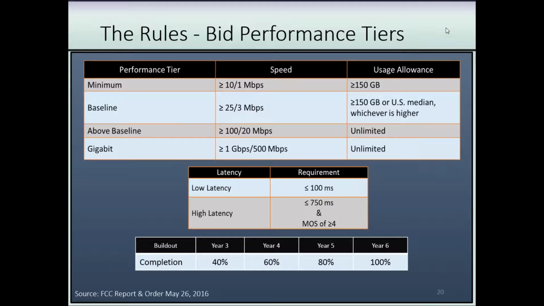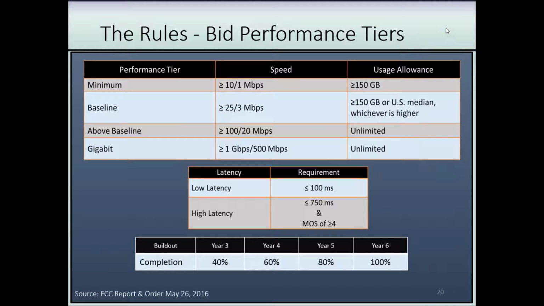I'm not going to argue that people need 20 megabit uplink. I'm not going to argue that everybody needs 100 downlink, but that is an above baseline performance tier that will likely have a couple of bid credits. And then there's the gigabit level service of 1 gig down and 500 megabit uplink. So you can expect all these to be bid in a single tier, and there will be some bidding credits associated with the higher level performance that you choose to bid.